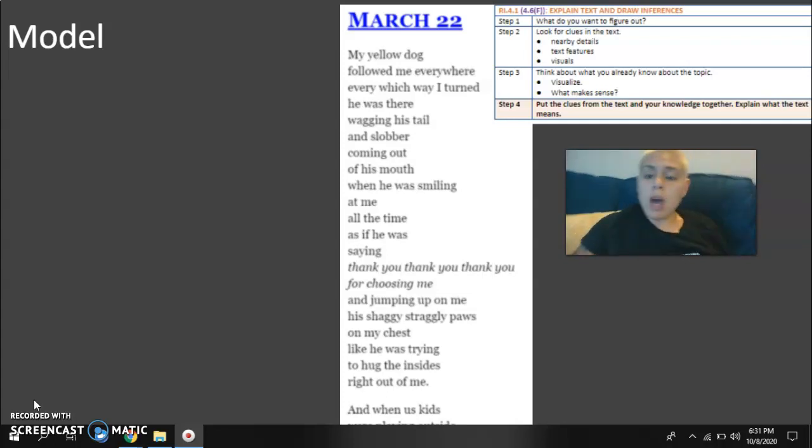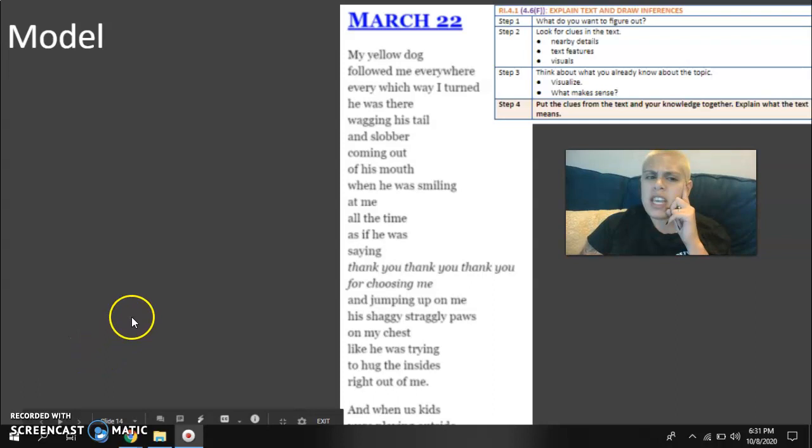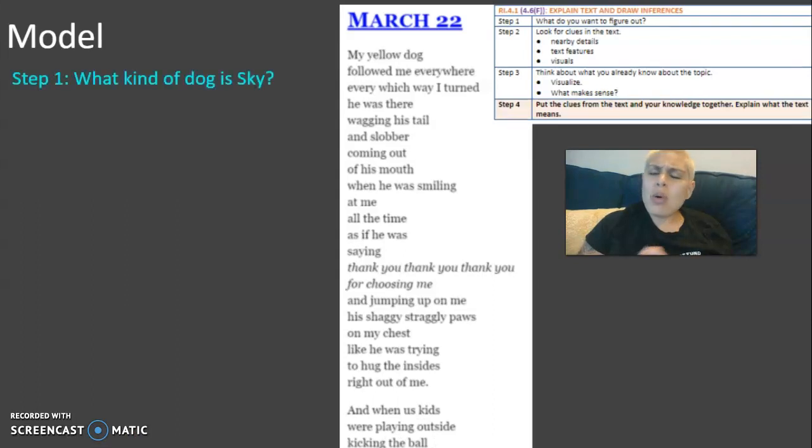So I'm going to model how to make an inference using the March 22nd poem. Okay? So your job is to watch what I say, think, and do as I am making this inference. So the first thing I want to ask myself is, what do I want to figure out? After reading March 22nd, I want to figure out, what kind of dog is Sky?